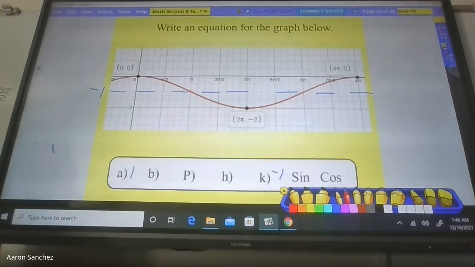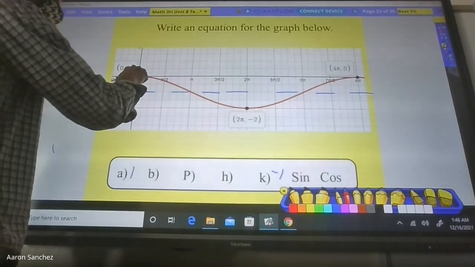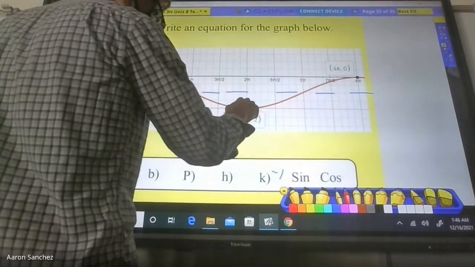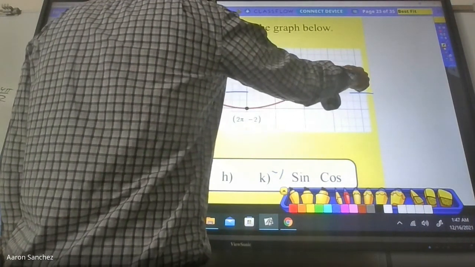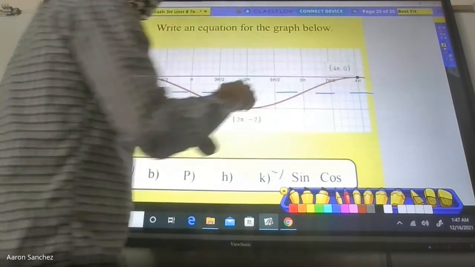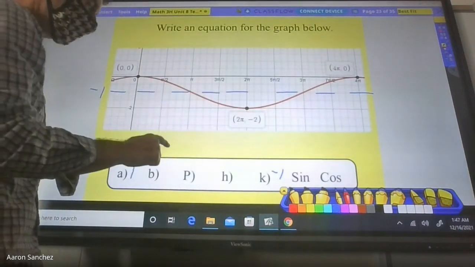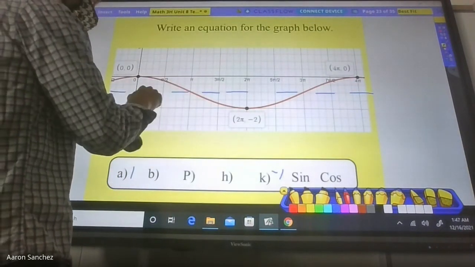Okay, so what else? Let's get the B. So let's figure out the period first. We gotta go backwards. Let's see. I go up, I go down, and I go up. I hit the whole thing. My period ends at what? 4 pi. And can you see what my function is?